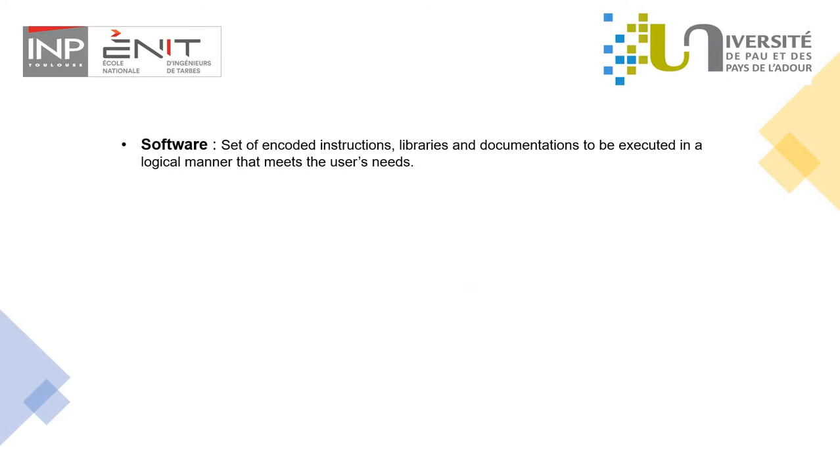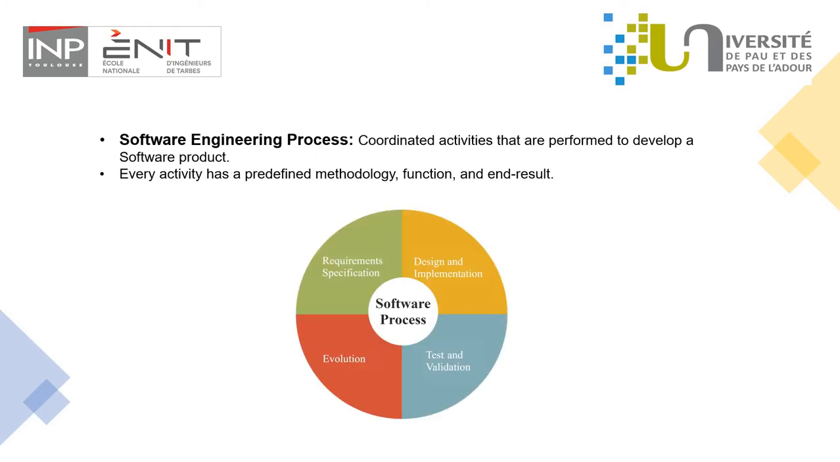To start with, let's define a software. A software is a collection of instructions added to libraries and documentations to be executed in a logical manner that meets the user's needs. But how the software is modeled, how it is designed, it must go through a software engineering process. It is a structure imposed on the development of a software. The process is represented as a set of work phases that is applied to build a software product.